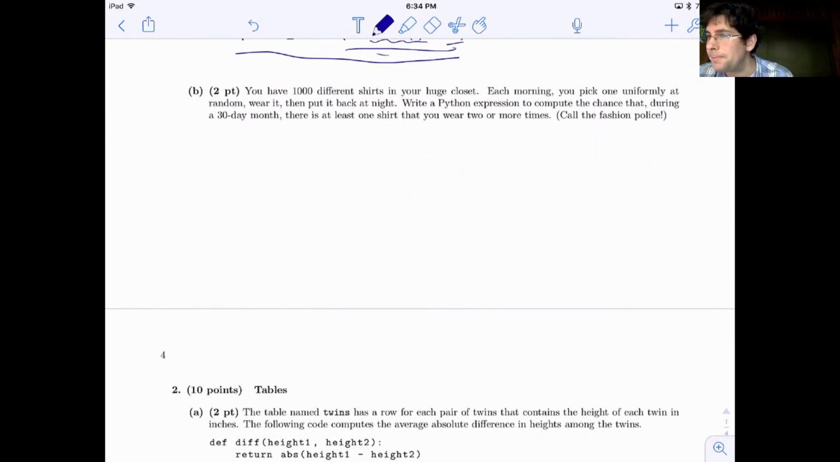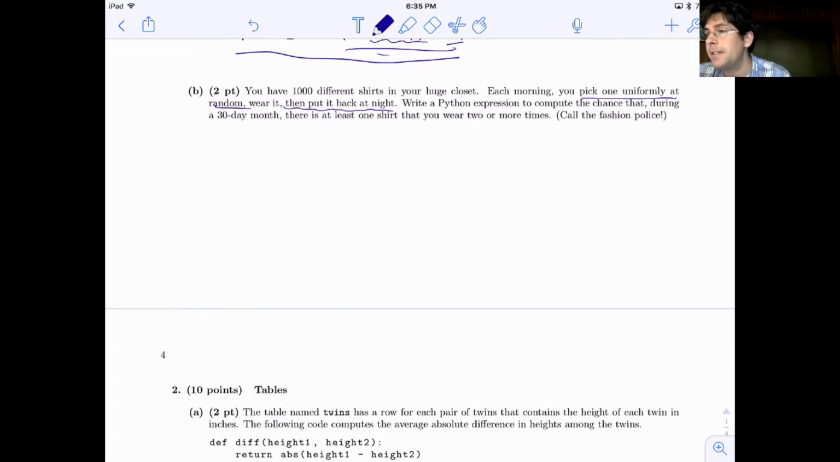Let's do problem 2. You have 1,000 different shirts in your huge closet. Each morning, you pick one uniformly at random and then put it back. This is sampling uniformly at random with replacement, because you put it back at night. Write a Python expression to compute the chance during a 30-day month that there is at least one shirt that you wear 2 or more times.